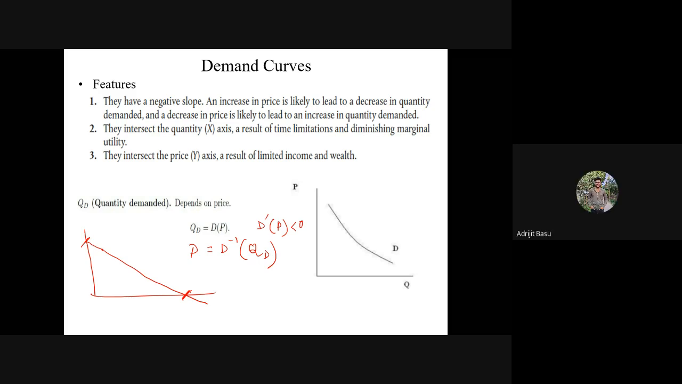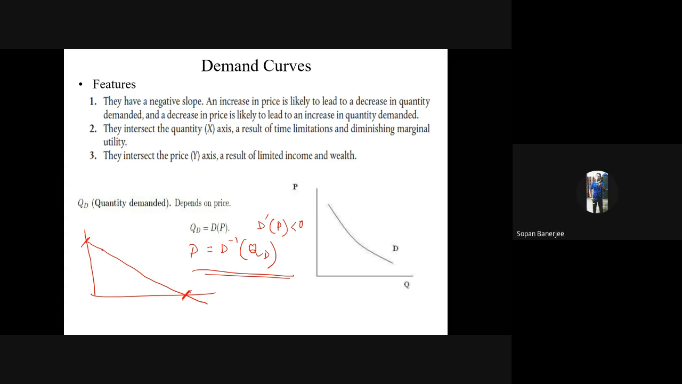If I consider Q along the horizontal axis and P along the vertical axis, am I not using this functional form? Okay, so what I am plotting is nothing but the inverse demand curve, the inverse functional form. Everybody is understanding this? So the demand curve we are plotting is nothing but the inverse demand function. Are you understanding, everybody?